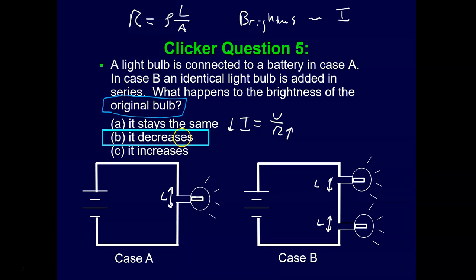So it decreases. There are lots of ways to think about this, but the way we tend to think about it at first is always in terms of the world's simplest circuit, which is one battery and one element. So right now here we have one battery, one element. Let's say this is V and that this is R.